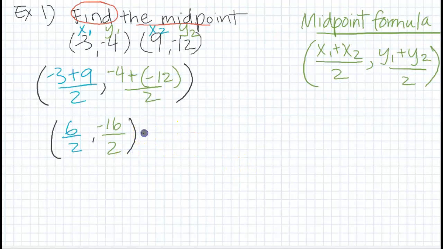All right, and I have one more step to continue solving here. 6 divided by 2 is 3, and -16 divided by 2 is -8. So my midpoint is 3, -8. I can always verify this midpoint by graphing if I like, so I'm going to show that now.